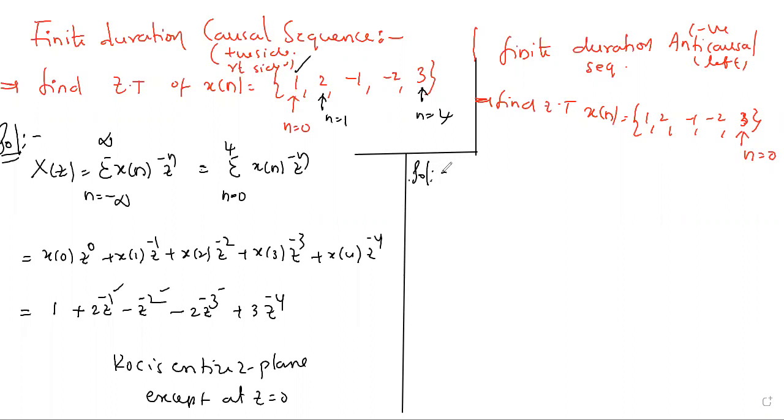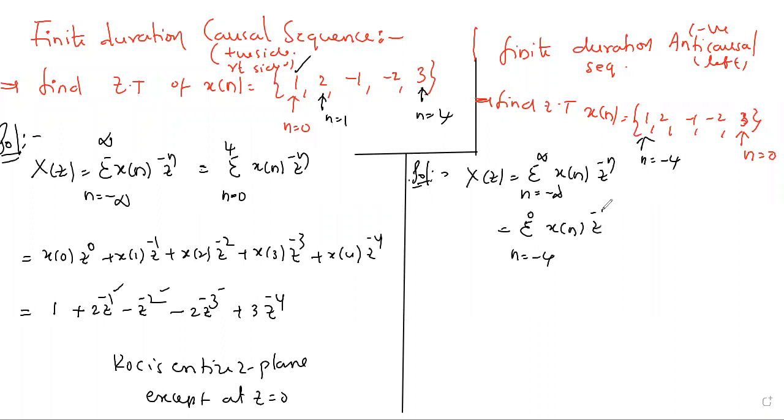We can write directly also. X of Z equal to summation n equal to minus infinity to infinity x of n into z power minus n. From 0 to what is this? n equal to minus 1, n equal to minus 2, n equal to minus 3, n equal to minus 4. So here n equal to minus 4 to 0, x of n into z power minus n. So expand it: x of 0 plus x of 1 into z power minus 1, because minus 4 is also there.